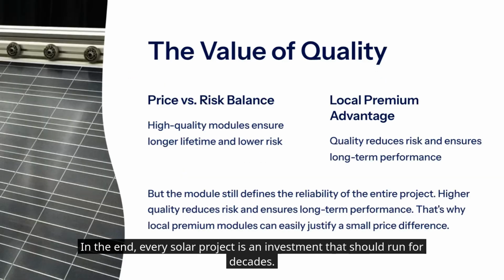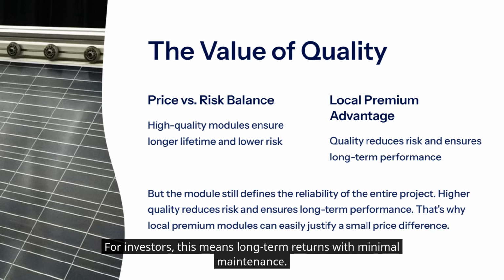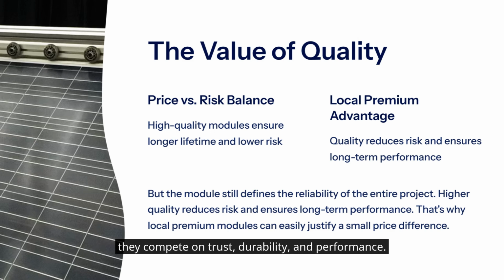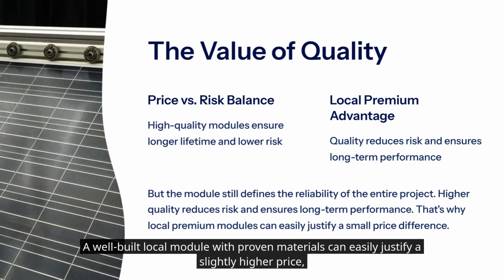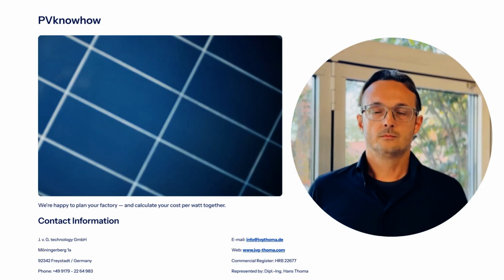In the end, every solar project is an investment that should run for decades. The quality of the module defines how stable that investment really is. A reliable module protects the project from power loss, degradation, and warranty risk. For investors, this means long-term returns with minimal maintenance. That's why today the most successful factories don't compete on price alone. They compete on trust, durability, and performance. A well-built local module with proven materials can easily justify a slightly higher price because it delivers safety, stability, and peace of mind over many years.